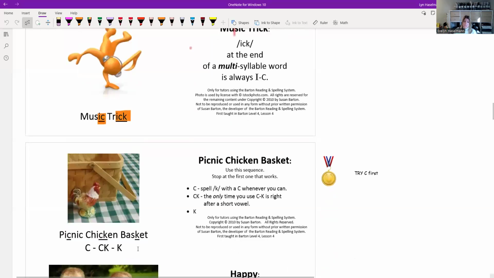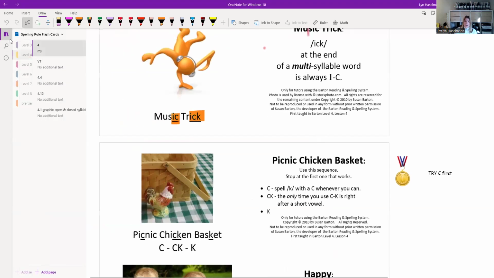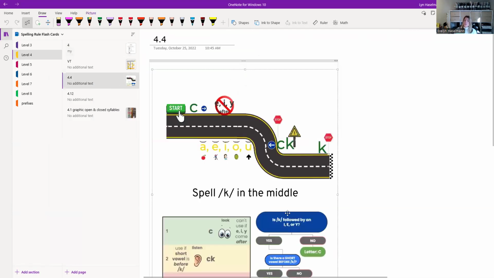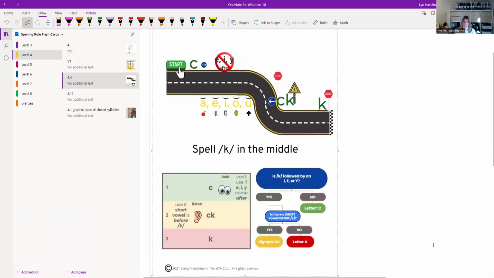The rule card for this is called Picnic Chicken Basket, C, CK, K. And the other resource that you might use, this is attached. This will come to your student or from your tutor attached with the lesson summary and resources. So these are 3 different ways that your student can use this resource.